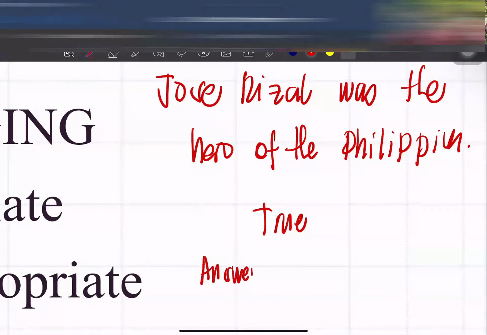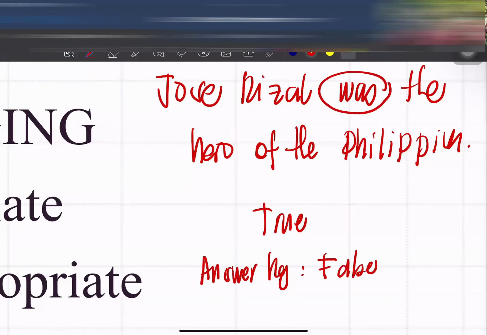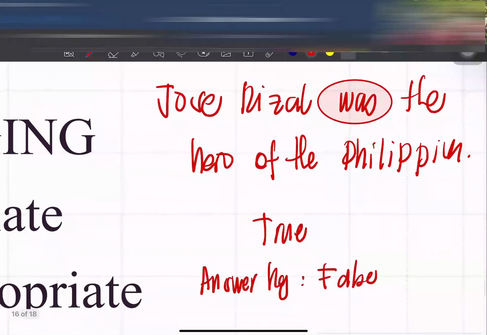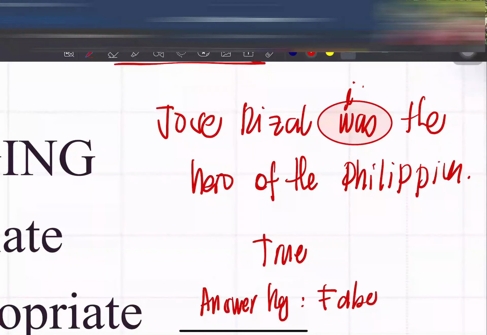Whereas, for you, false. Kasi sabi mo, bakit siya naging false? Kasi yung word dito is was. Dapat daw, sabi mo, hindi daw dapat was, kasi dapat is. Kasi presently, si Rizal, hero pa rin ng Pilipinas, hindi daw past na hero ng Pilipinas si Rizal.